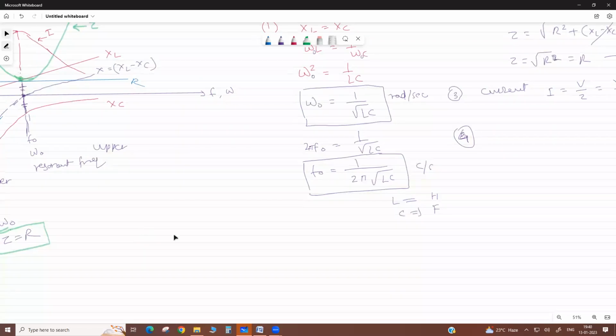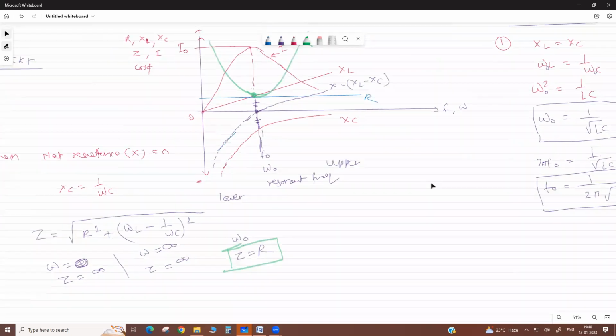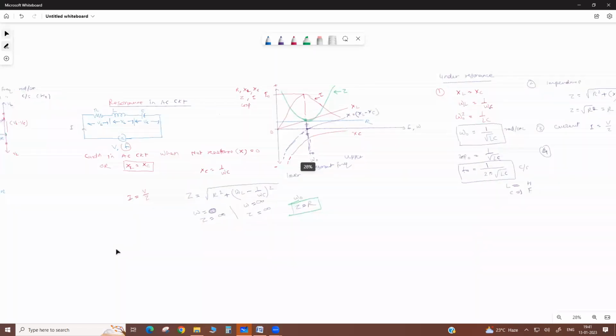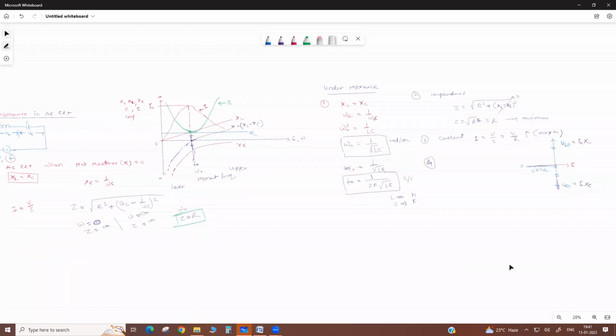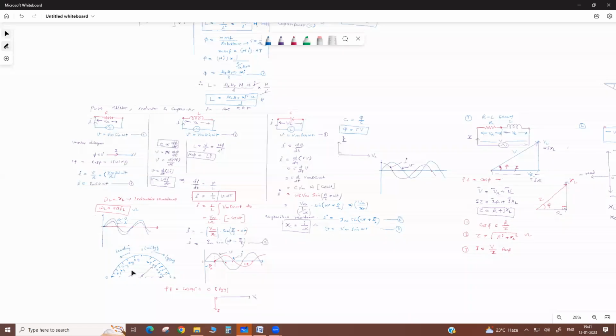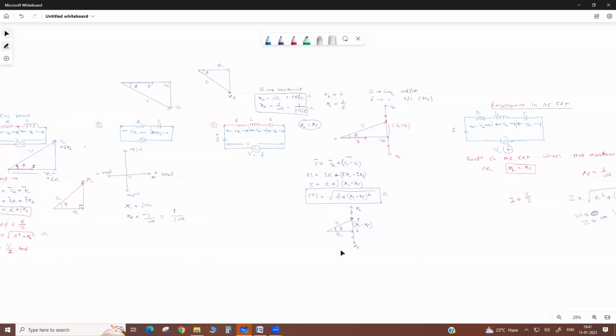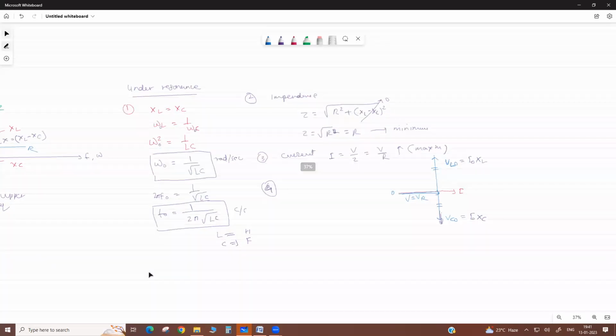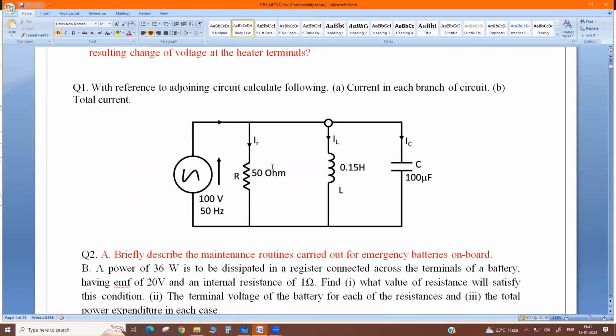So this is the resonance condition, and sometimes in ETO there is a question on resonance circuit. That is all for today. This is like one general concept. Tomorrow we will solve some questions on this. We will discuss this question tomorrow, okay?